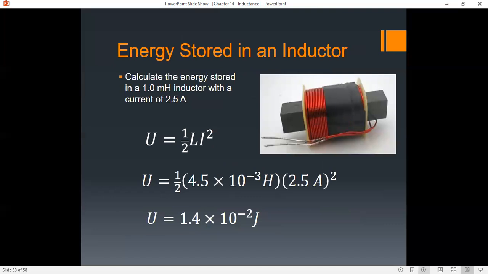So let's calculate the energy stored in a 4.5 millihenry inductor. I'm going to send 2.5 amps through that just to see what a calculation might look like. So we use our equation that we derived earlier, plug in 4.5 millihenry, 2.5 amps. Remember, that's squared, so 2.5 times 2.5 is about 6.25. We multiply everything together and we see, well, it's not an insignificant amount of energy. We get about 14 millijoules of energy stored in that magnetic field.